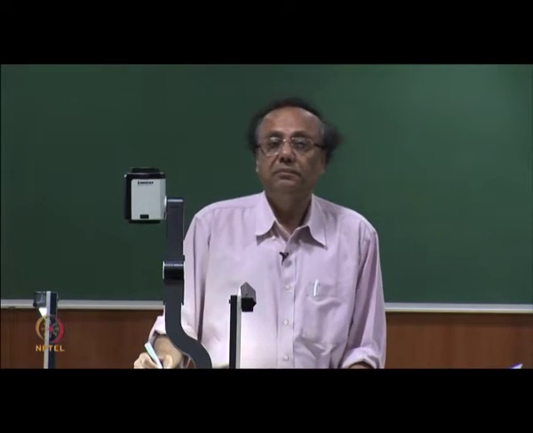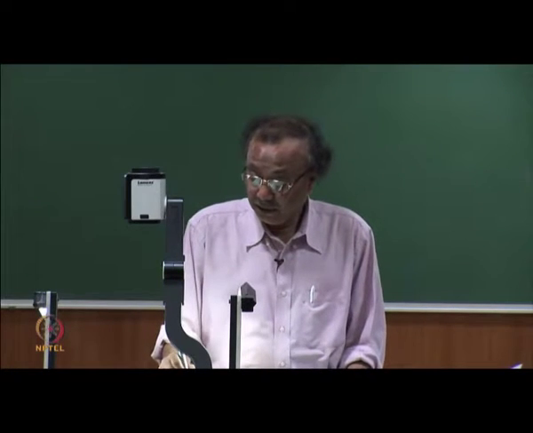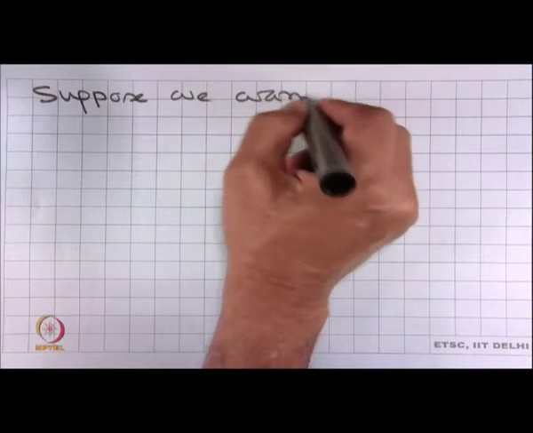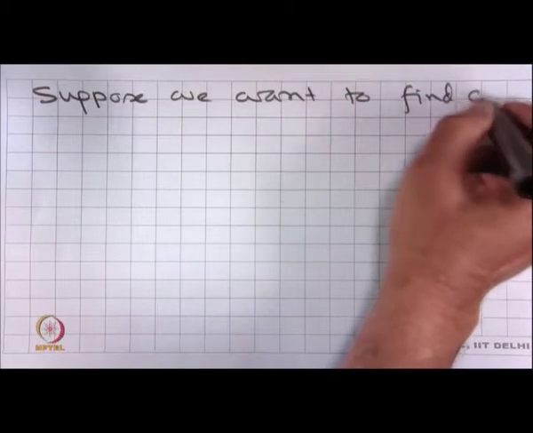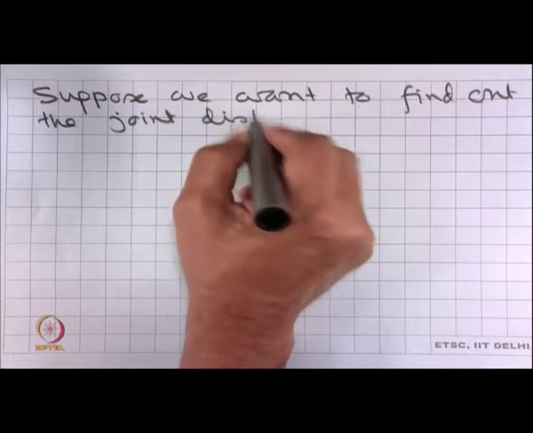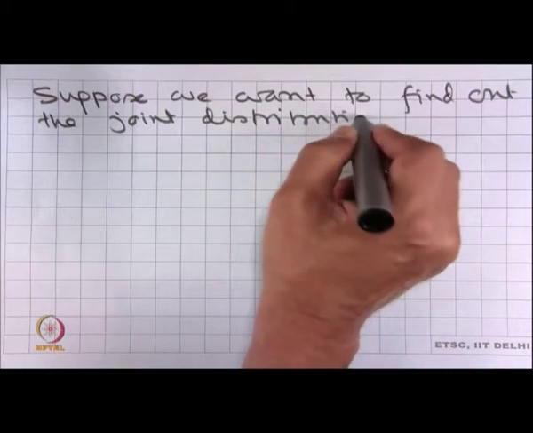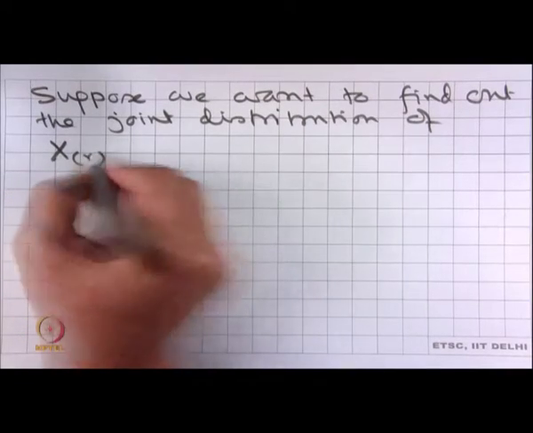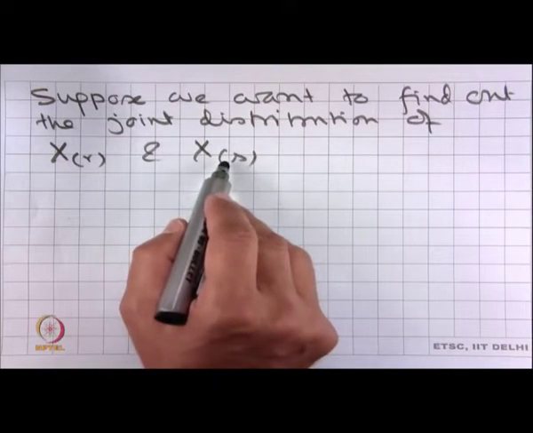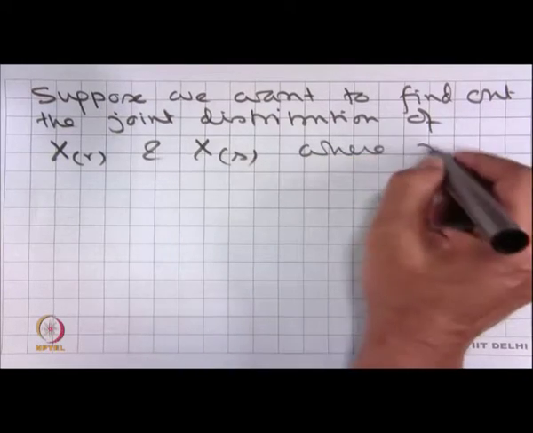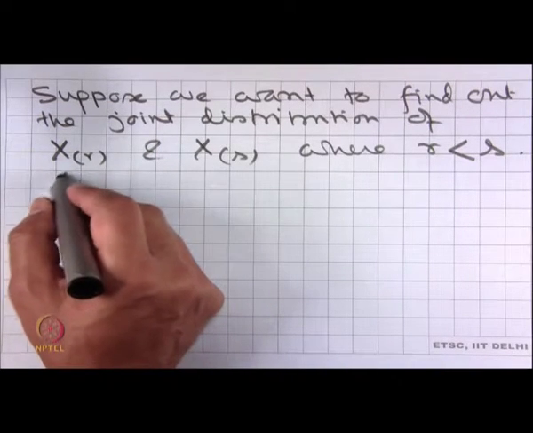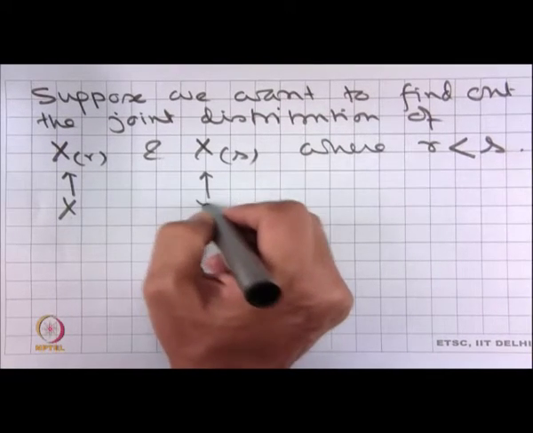Now, we can go slightly further. Suppose we want to find out the joint distribution of X R and X S. So, it is the rth order statistic and the sth order statistic, where R is less than S. Let us denote this by X and this by Y.